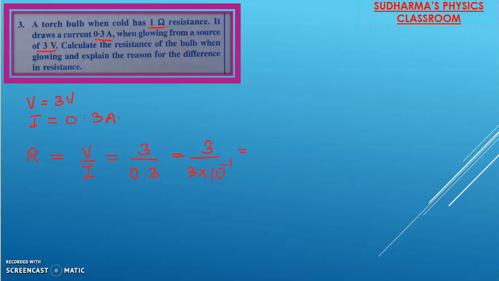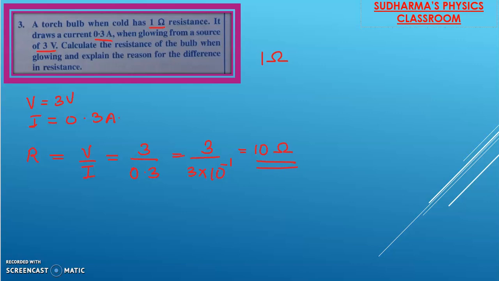10 to the power minus 1 in the numerator goes to the denominator, and the denominator goes to the numerator, it becomes 10. So the new resistance is going to be 10 ohm. You see, there is a huge increase, right? This 1 ohm resistor, when it was not glowing, the same material, when it is glowing, it's becoming 10 ohm. So there is an increase of 9 ohms in the resistance of the same bulb.